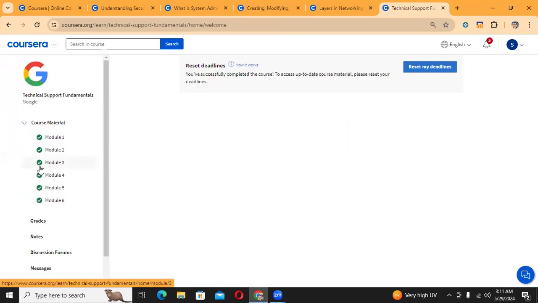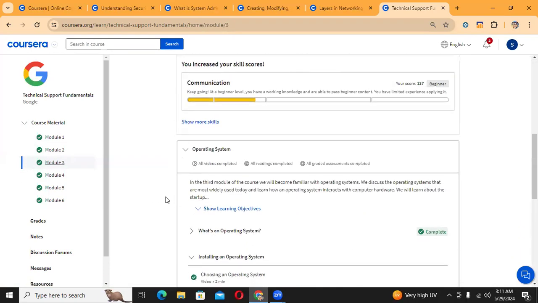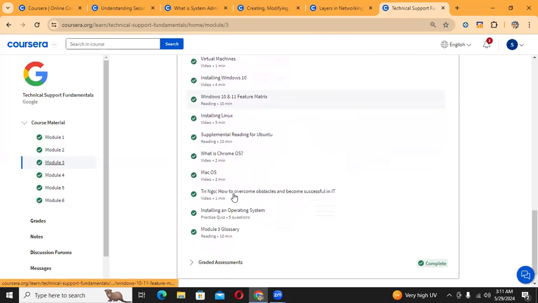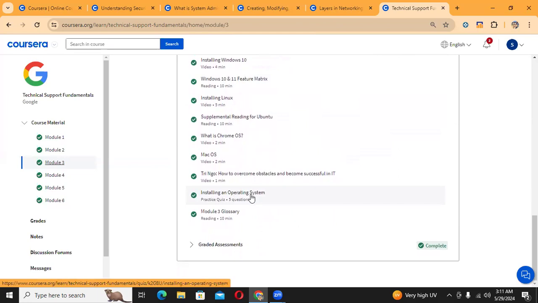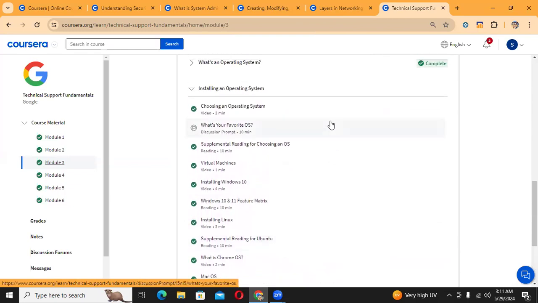to module 3, which is about the operating system. Understanding operating systems, their functions, and how to manage and troubleshoot them. Major operating systems: Windows, Macs, and Linux, file systems and directories. It basically tells us about basic commands, installing and configuring operating systems, troubleshooting, and maintenance.